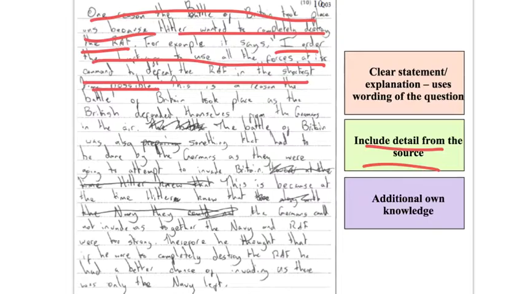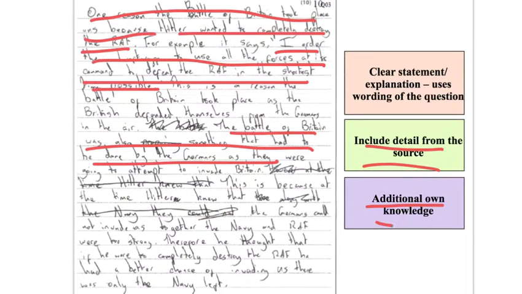This is direct detail from the source. This is a reason the Battle of Britain took place, as the British defended themselves from the Germans in the air. It's starting to explain. The Battle of Britain was also something that had to be done by the Germans as they were going to attempt to invade Britain. This is own knowledge, isn't it?